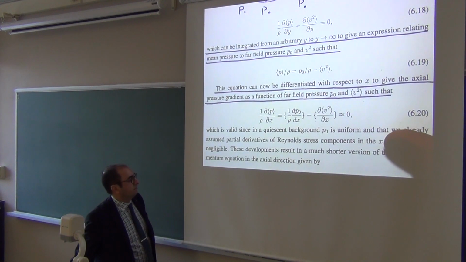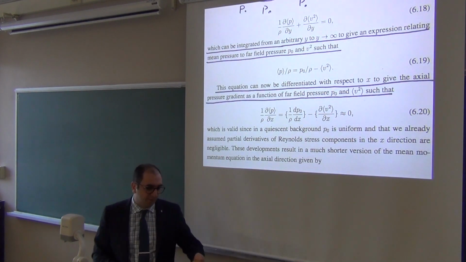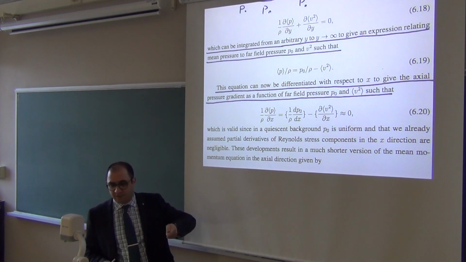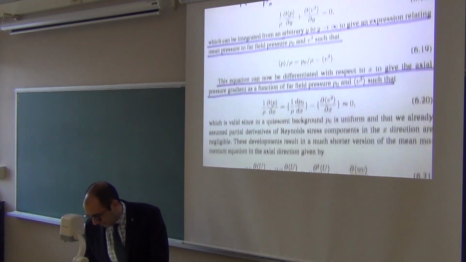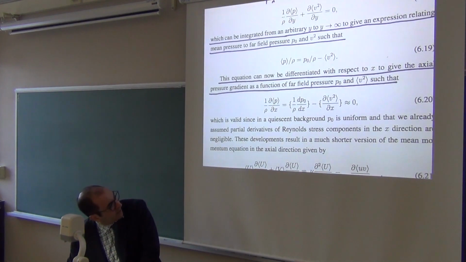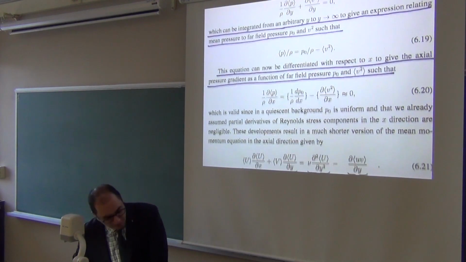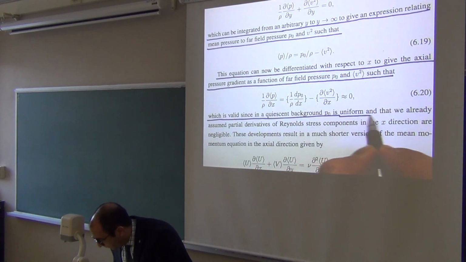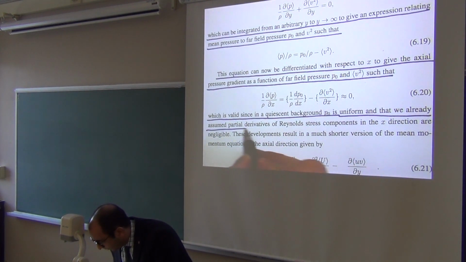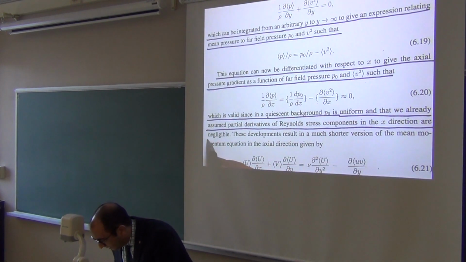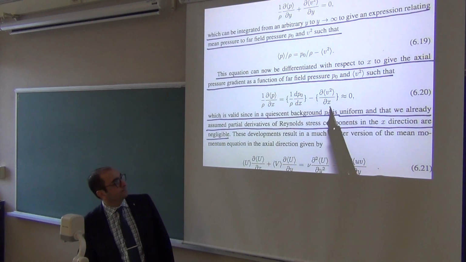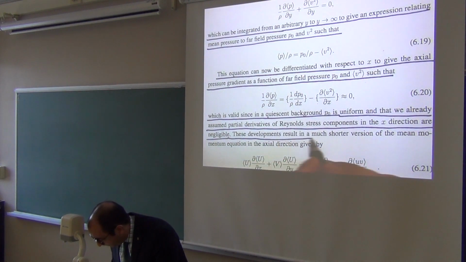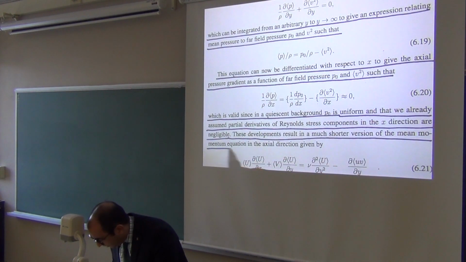For example, if you make a water jet, it doesn't go indefinitely, it eventually stops going. Which is valid in quiescent background. Just underline a few words here, which is valid in the quiescent background because P naught is uniform, and then we already assume partial derivatives of Reynolds stress components in the x direction are negligible. That was that assumption. These developments result in a much shorter version of the mean momentum equation in the axial direction.